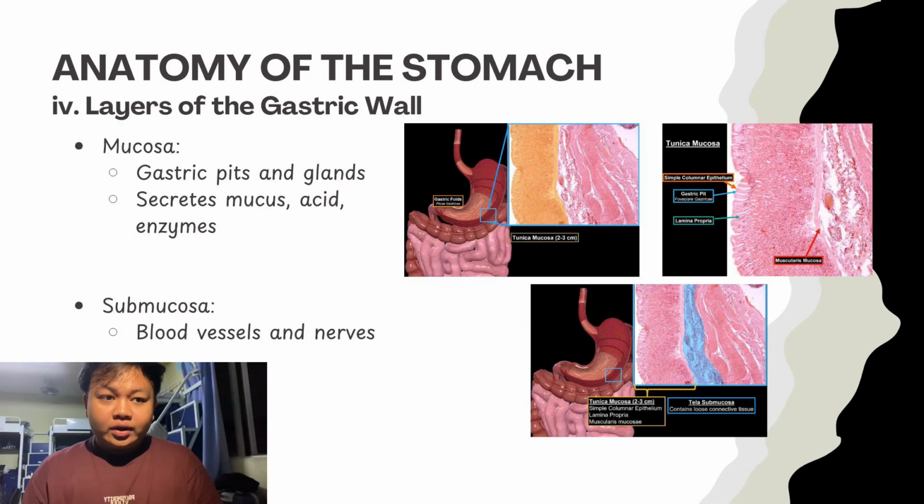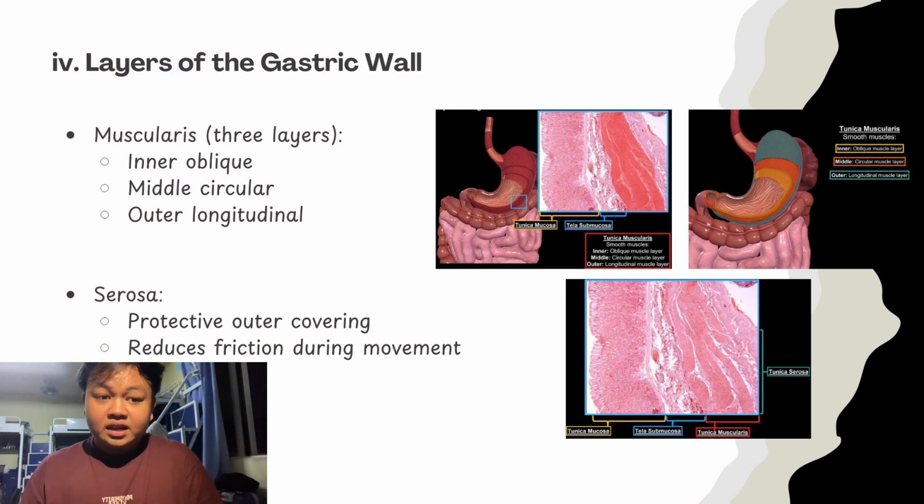Okay, now we're going to look at the layers of the gastric wall. The stomach wall has several layers. The mucosa contains gastric pits and glands that secrete mucus, acid, and enzymes. The submucosa contains blood vessels and nerves that support gastric function. The muscularis is unique because it has three layers: inner oblique, middle circular, and outer longitudinal, which allow effective churning of food. Finally, the serosa is the outer protective layer that reduces friction during movement.